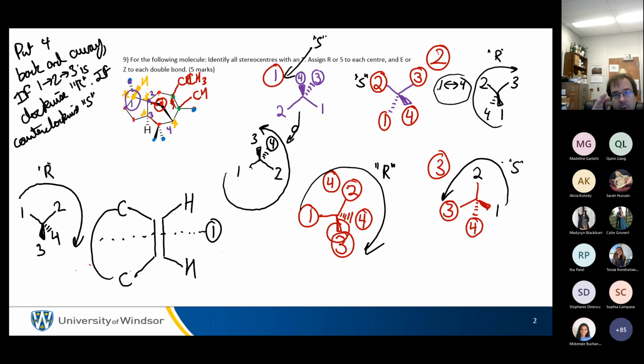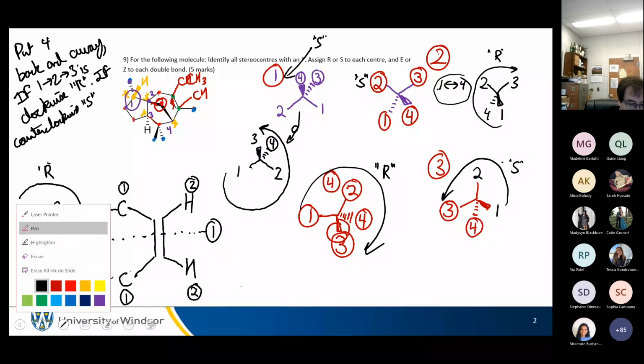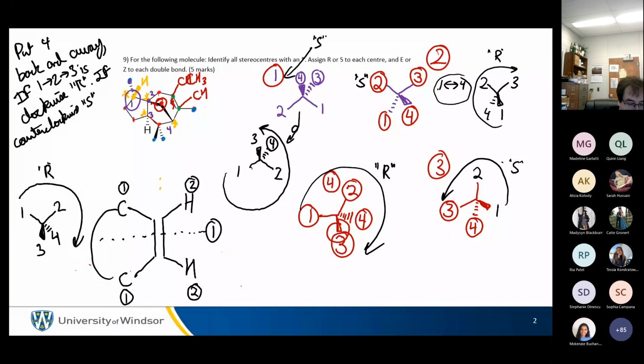On both sides of line number 1, figure out which one is heavier. Carbon is clearly heavier than hydrogen. Whatever is attached to the carbon doesn't matter. Carbon is clearly heavier than hydrogen. Then you draw line number 2. Line number 2 bisects the double bond. You need to figure out, are the heavier ones on the same side or not? The heavier ones are on the same side. So this is a Z.